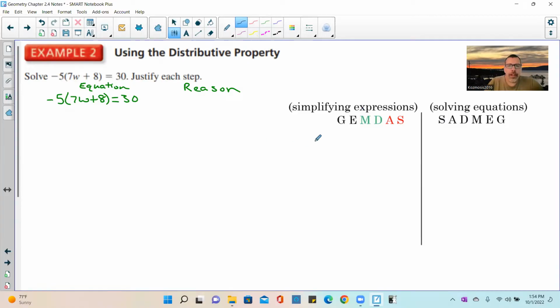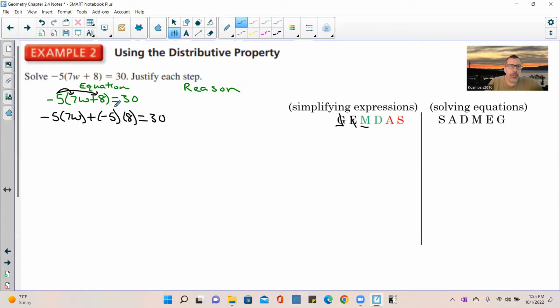So looking at simplifying, start with G, grouping. 7w plus 8 cannot be done. They're not like terms, so there is no grouping I can do. There are no exponents, so then I move on to M, multiplication. Well, that is the distributive property. So I'm going to write this: -5 times 7w plus, I'm going to distribute, and it's -5 times 8 equals 30.